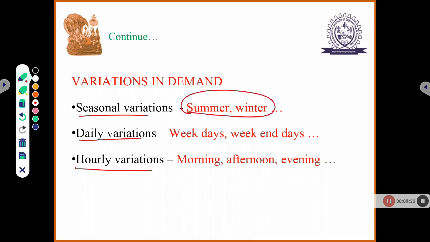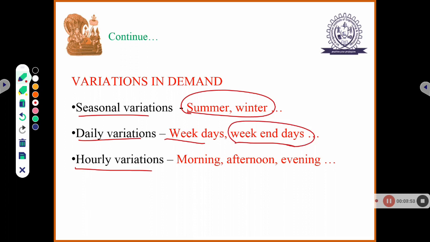And then daily variation. In weekdays and weekend days, the requirement of water will vary. In weekdays, generally Monday to Friday, the number of people at home is very low, so the requirement of water in that house is low. But on the weekend, Saturday and Sunday, the people stay at home, so the requirement of water is high. So we supply more water also.